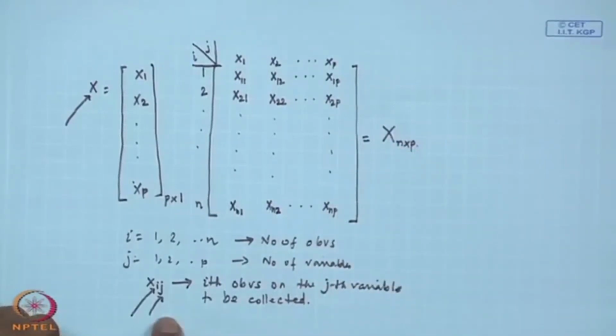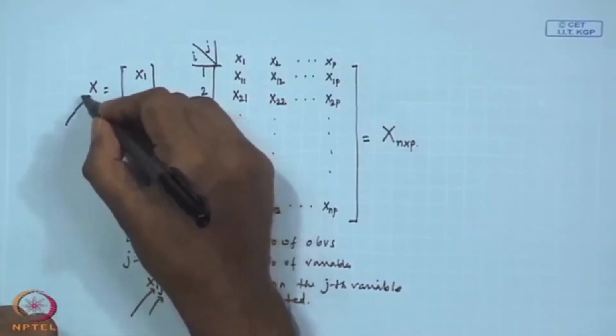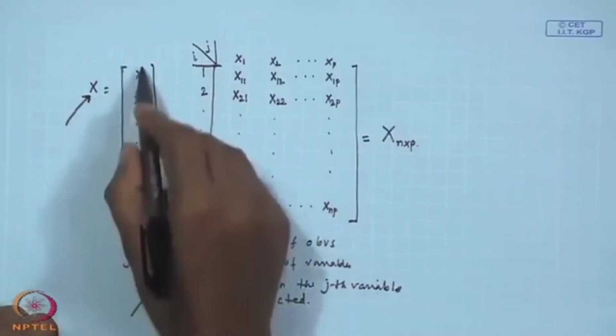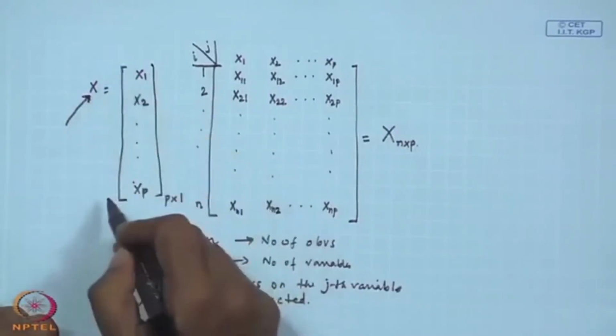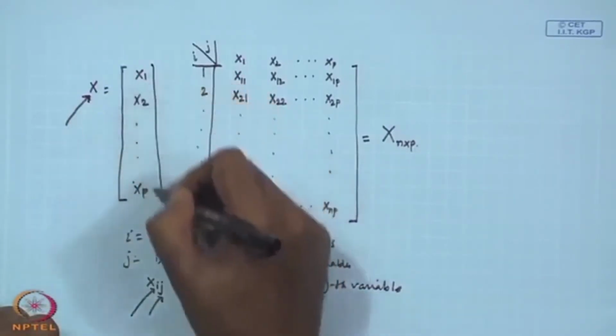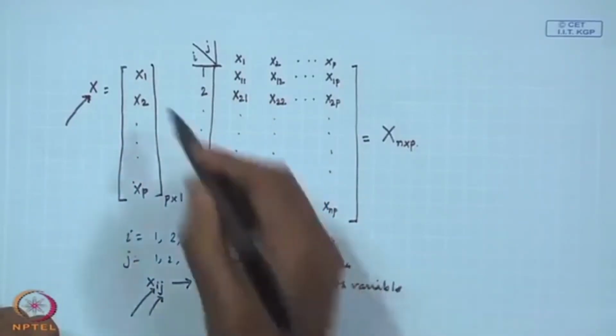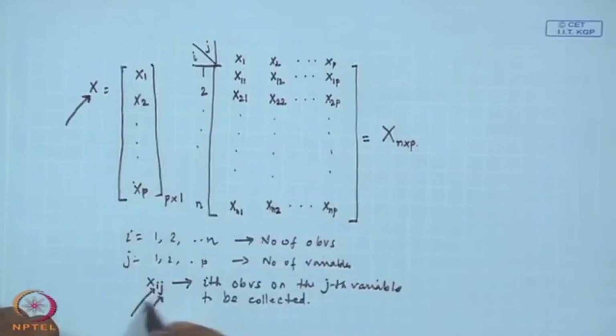If this is the case, and you all know that X is a random vector, here X1 to Xp, X is a random vector, because all the variables are random variables here. So, x_ij is the ith observation on jth variable, this is also a random variable. Please keep in mind, this is also a random variable, we are writing it as a random observation.